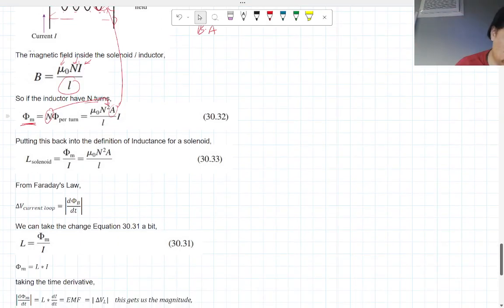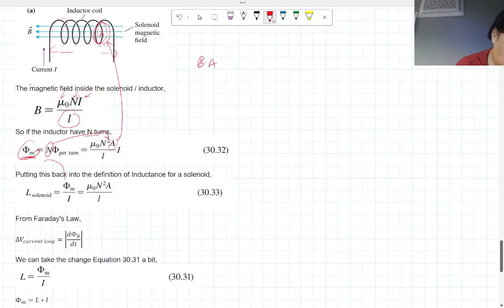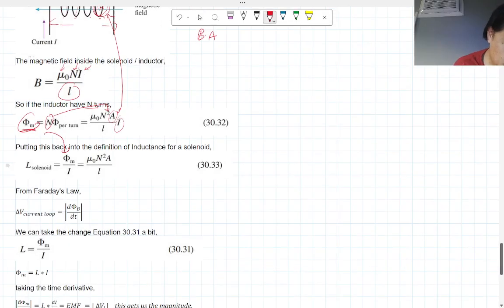Okay, so with that definition, we can plug that back into the original equation we have, and we just divide both sides by I, so the I's actually disappear. So the inductance of your device is actually mu naught N squared times A divided by L.